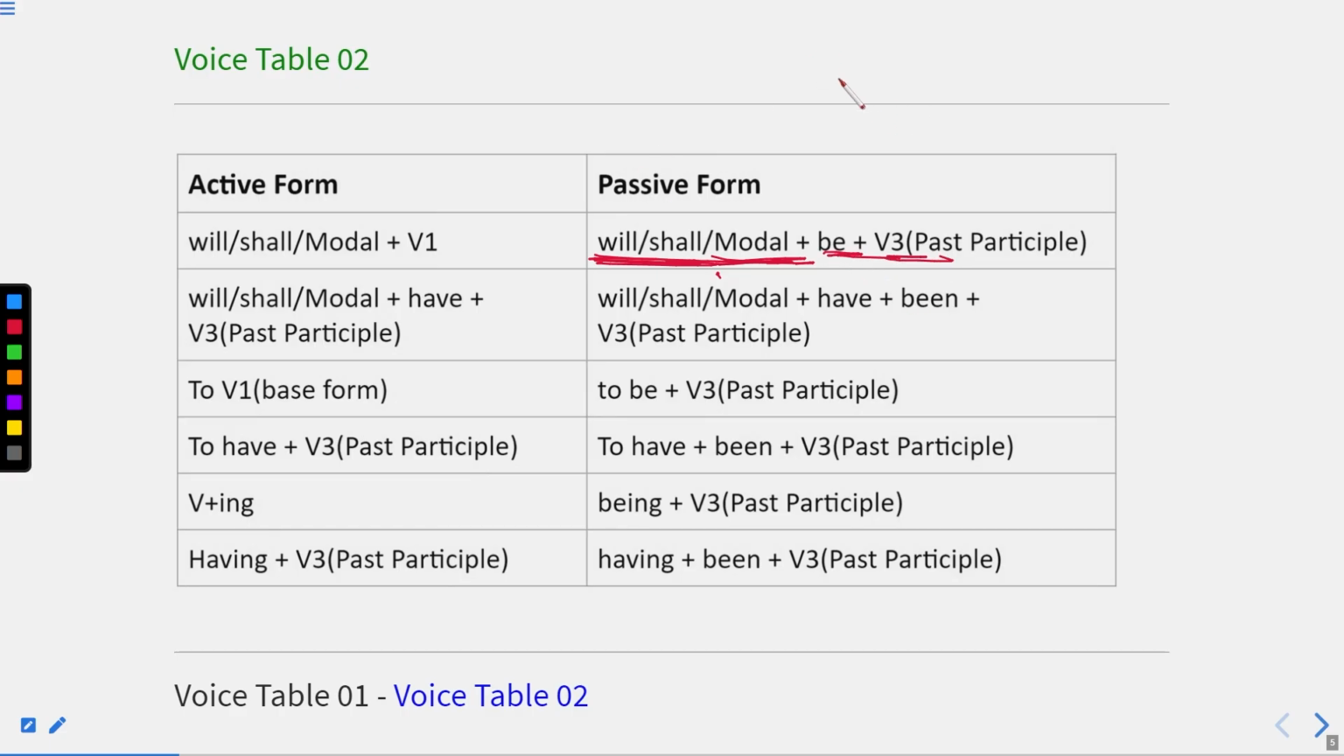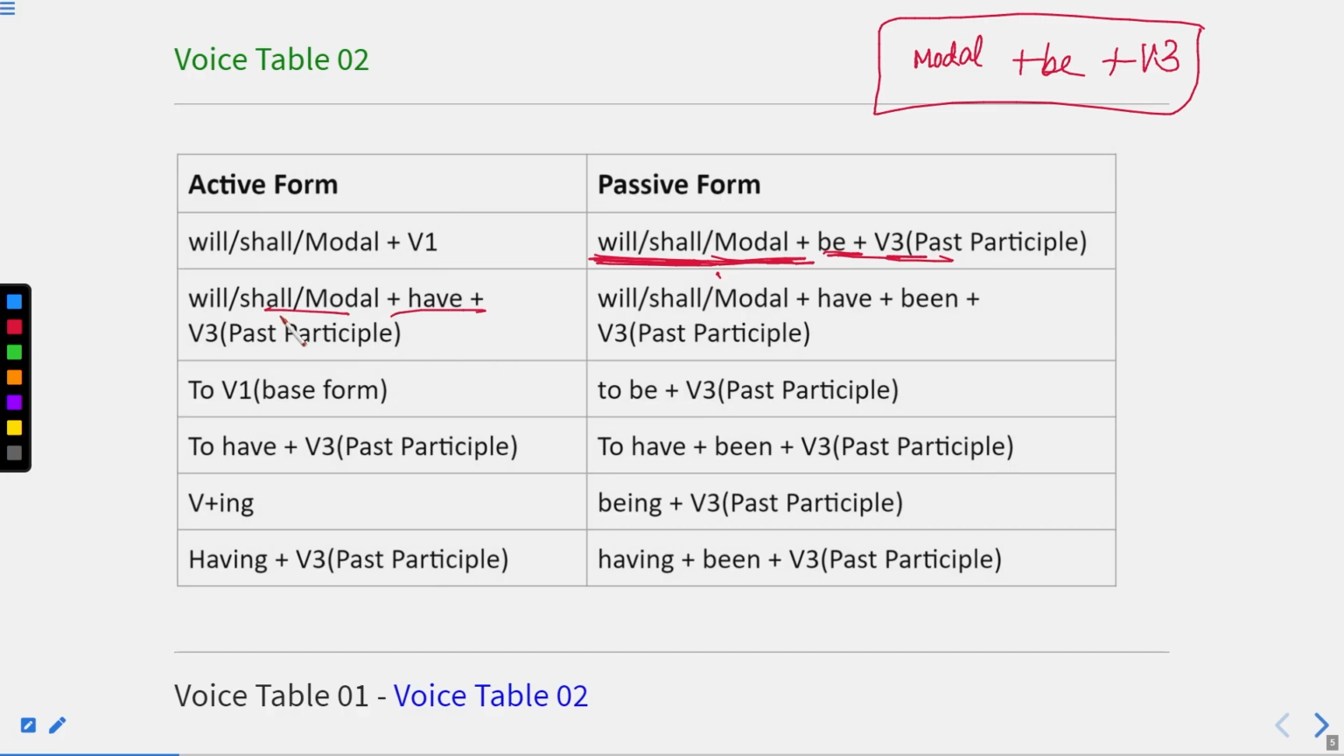So when we convert a sentence which contains any modal into passive voice, we require the modal that is there, after that be, and then verb third form. So this should be the structure to convert the sentence from active to passive voice.